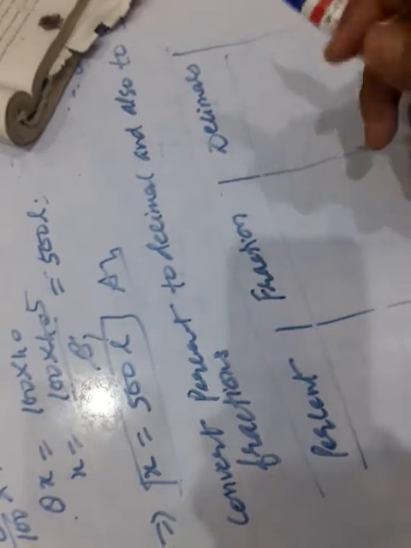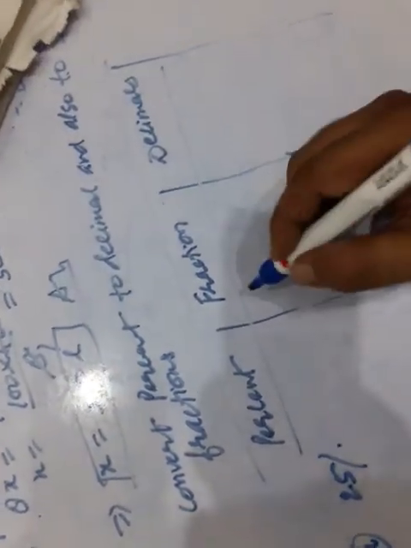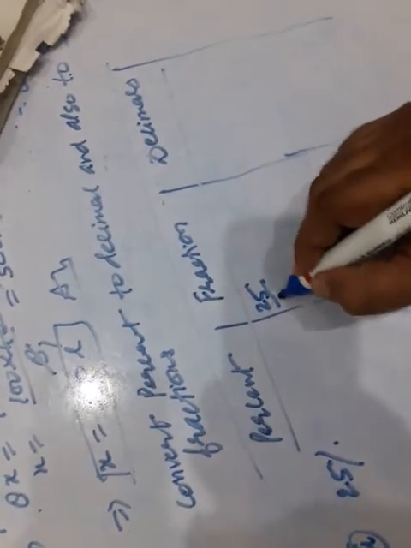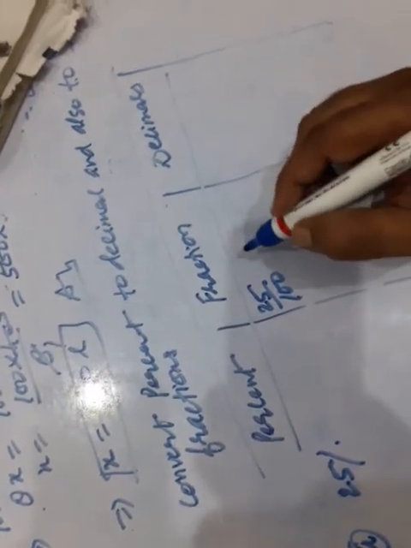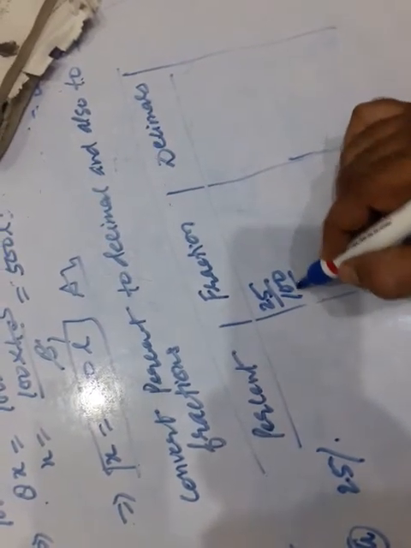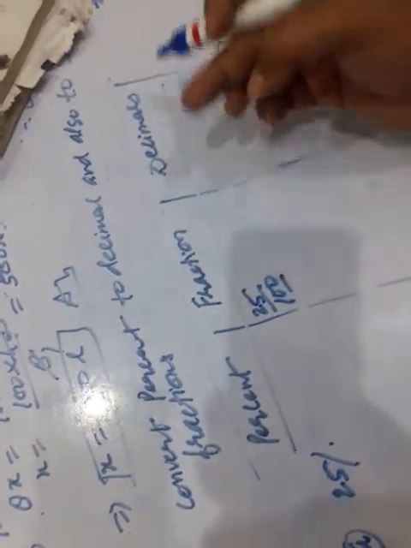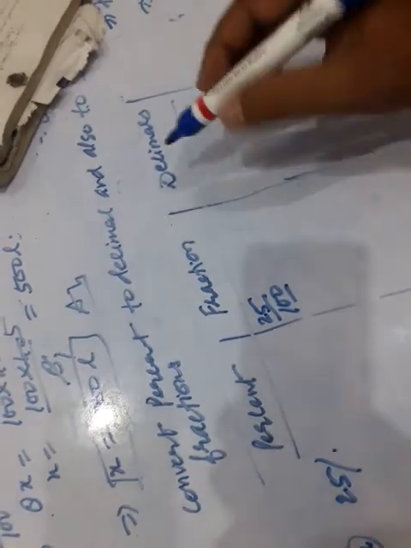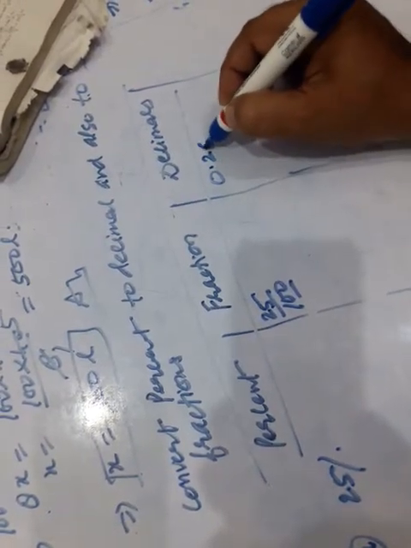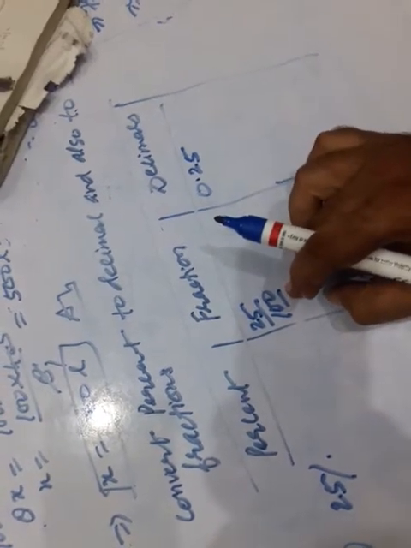Your first question is what? Part A is 25%. 25% is the percent that has to be converted into fraction and decimal. 25% means 25 upon 100. How many zeros are there in the denominator? 2 zeros are there. So the decimal point of 25, which is at the rightmost, will be shifted to the left by 2 digits, that is 0.25.